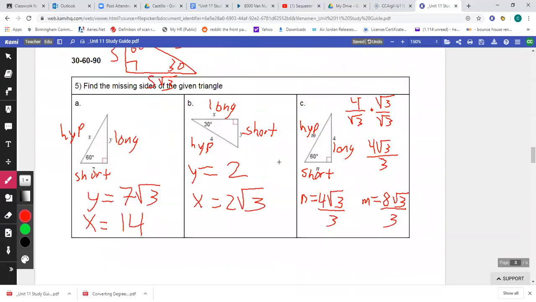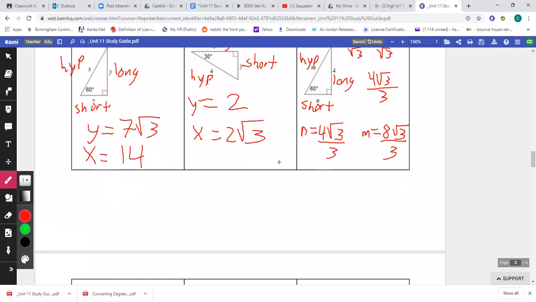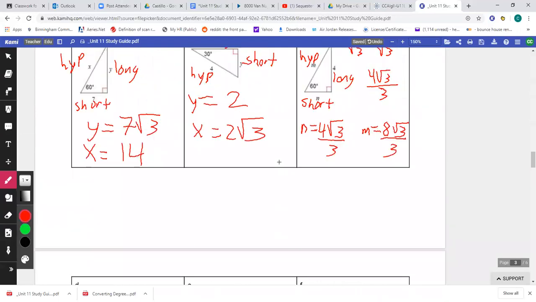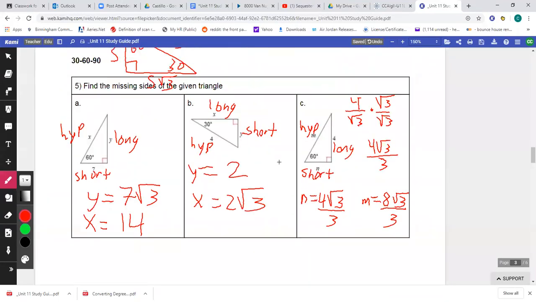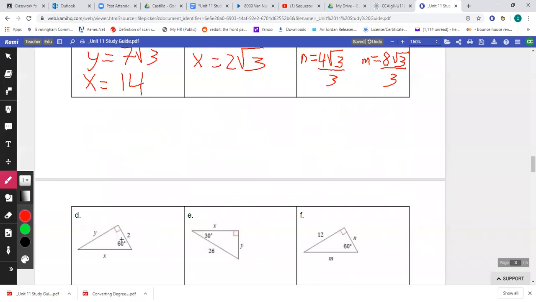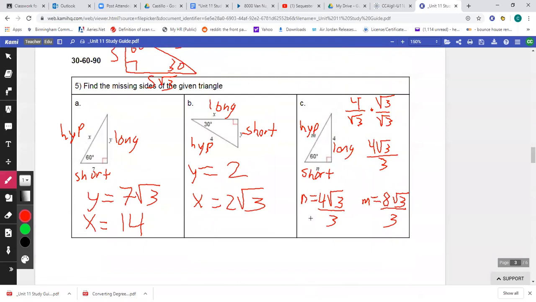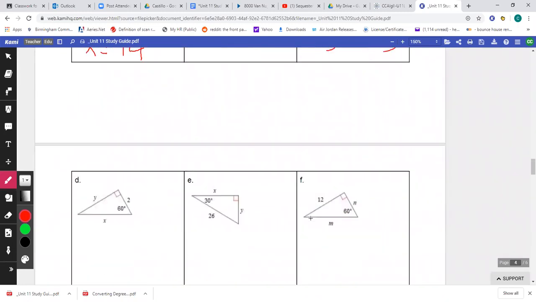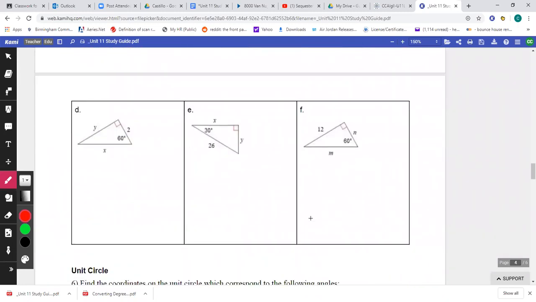Okay. So I'm actually going to skip D, E, and F. They're the same as A, B, and C. So you should try to see if you can get the answers for these. And then check your answer with the answer key that I'm going to post later. But I want to move on to the next topic.